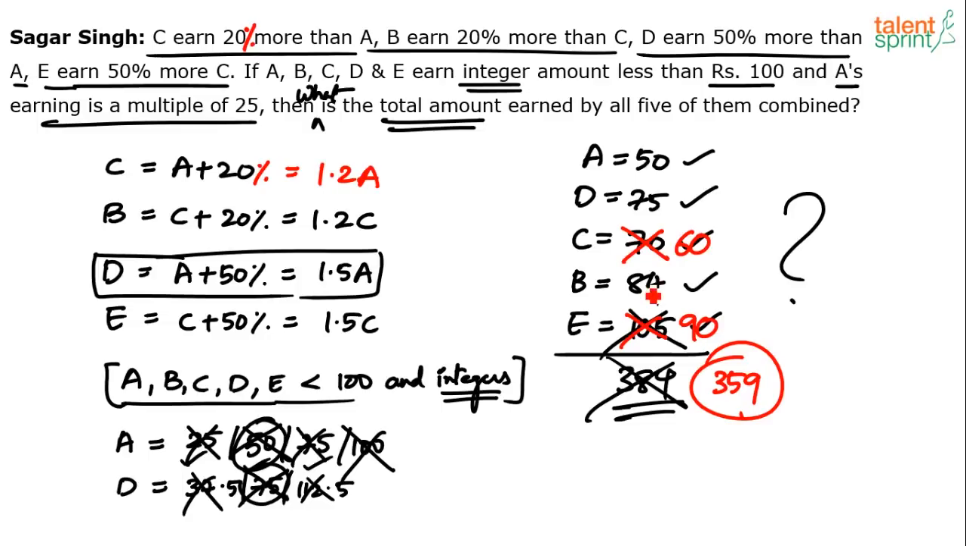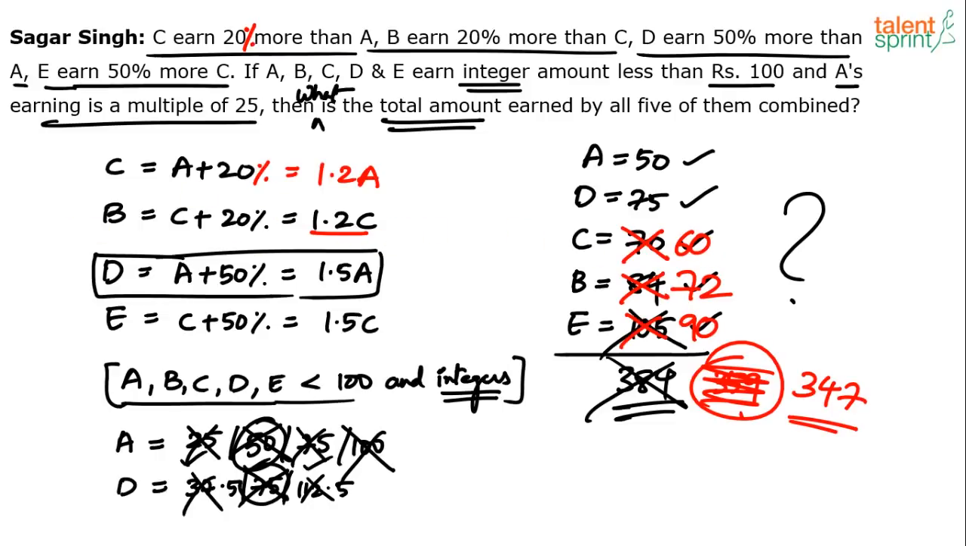It's not possible. Oh, I think B also will change. Hold on. I'm sorry. I think B also would change here because B is 1.2 times C. So 1.2 times C is 1.2 times 60, which is 72. D is 1.5 times A, which remains the same. So I think there's a change here. The answer would be 359 minus 12, which is 347. Yeah, 347. Sorry, I did not account for the change in B.